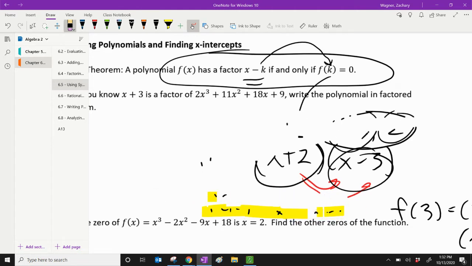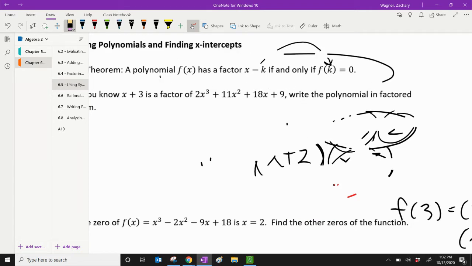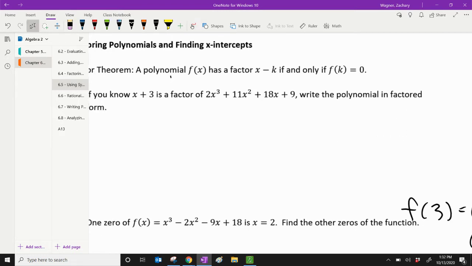Please reverse back in time. If you need to copy that down, it is very important to understand. A factor and a 0 are very closely related. They're opposite signs, but they're the same exact thing. So let's hop to it.